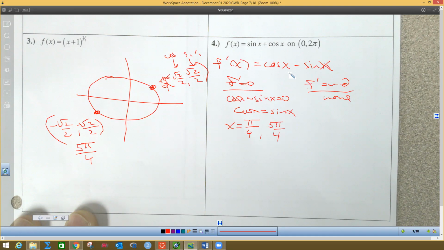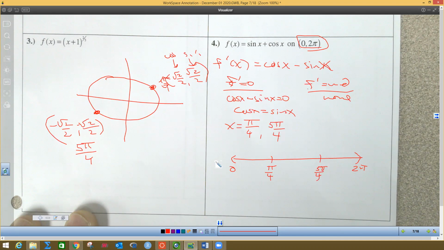Now, because it says 0 to 2 pi, I don't have to keep going around and name all of them. I'm only worried about those 2. So these are my critical numbers. So then I'm going to do a number line. And I know I'm at 0 here and I'm at 2 pi out here because of this up here. I don't have to go any further than that. So I know one critical number is pi fourths. And I know another critical number out here is 5 pi fourths.